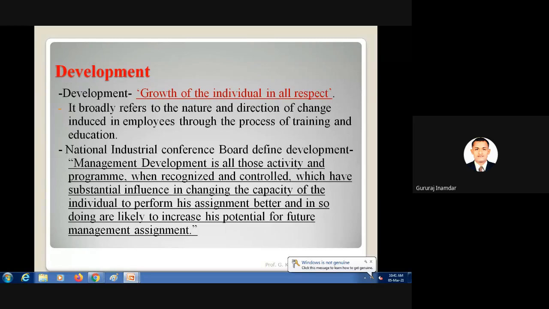So management language says that management development is all those activities and programs, when recognized and controlled, which have substantial influences in changing the capacity of the individual to perform his assignment better, and in so doing are likely to increase his potential. So whatever the change in capacity, definitely whenever you give training, whatever the performance of the assignment, whatever the role we are giving to that employee will be better, and so increases his potential for future management assignment.